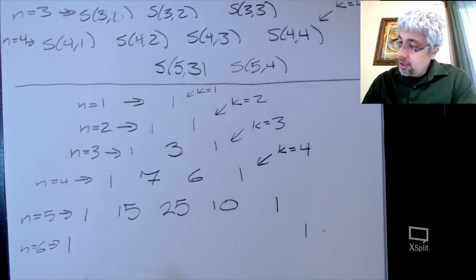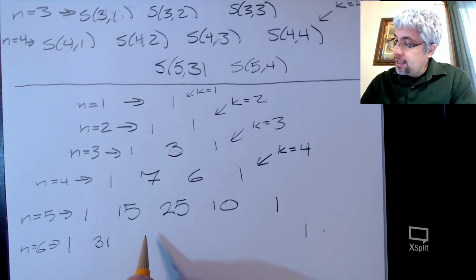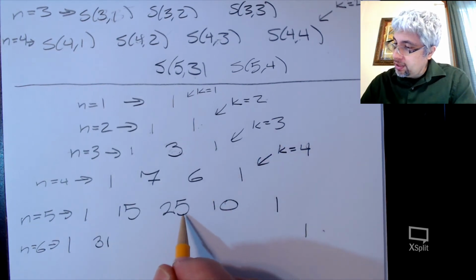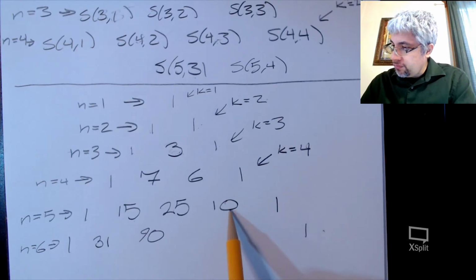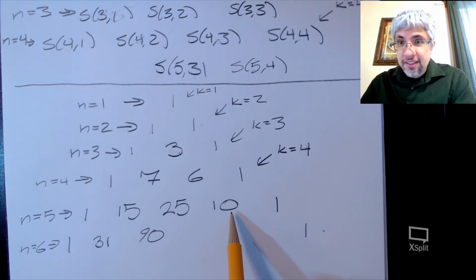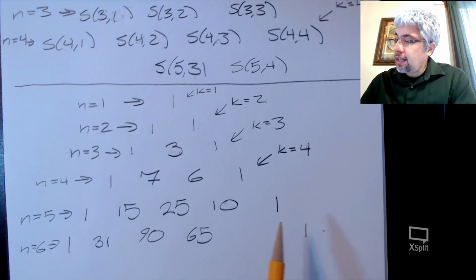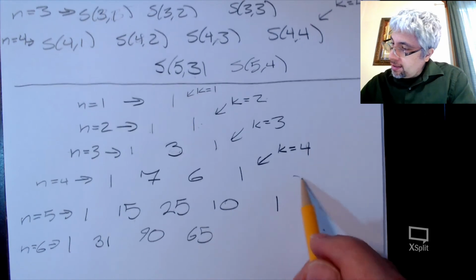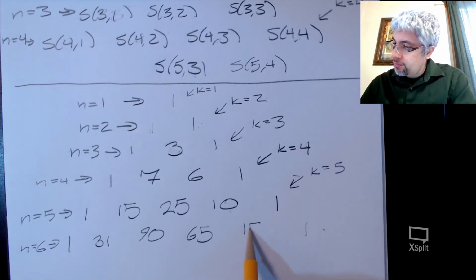1 plus 30, that's going to give me 31. And now 25 times 3 is 75, and 15, that's 90. 4 times 10 is 40, that's easy. 40 and 25, that's going to give me 65. And now this is k equals 5. I'm going to get 10 plus 1 times 5, which is 15.